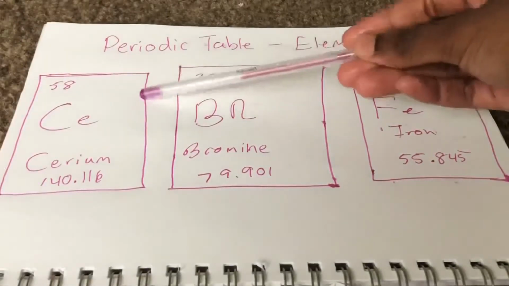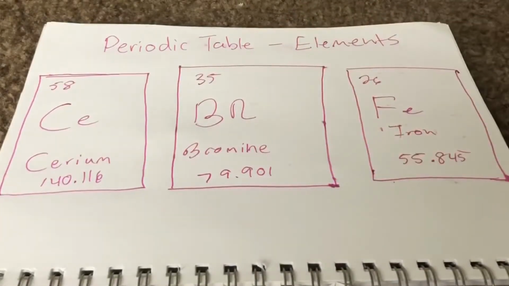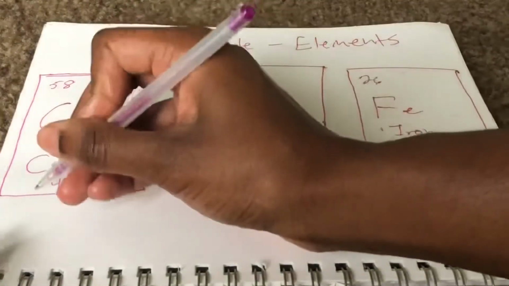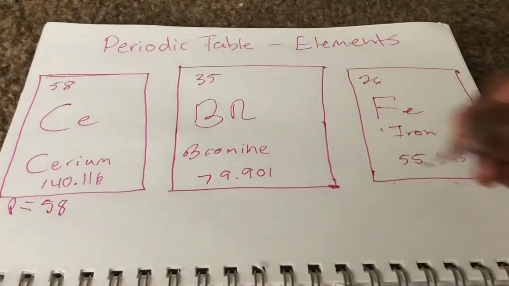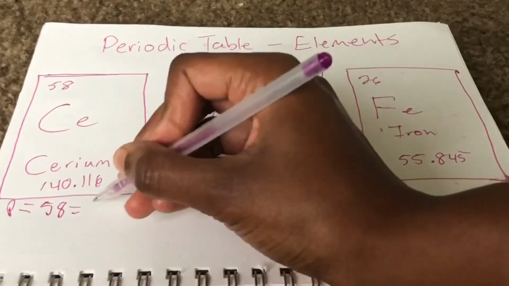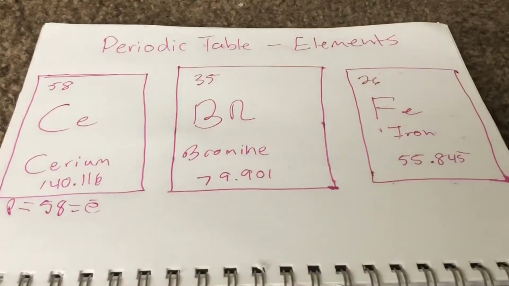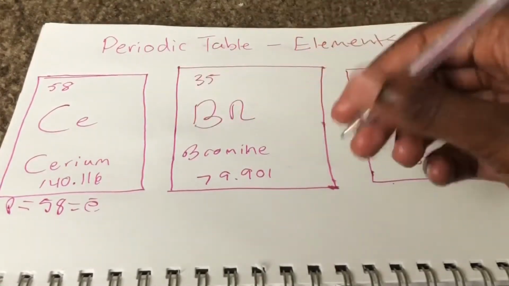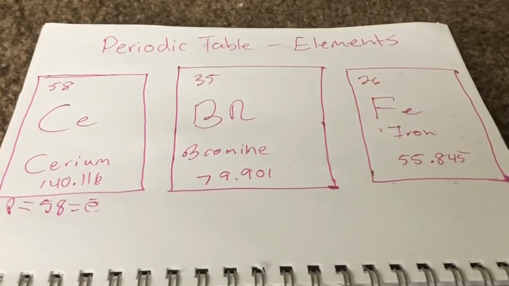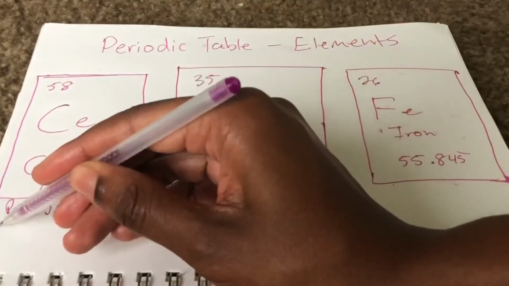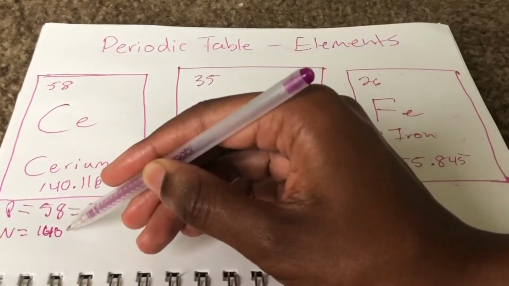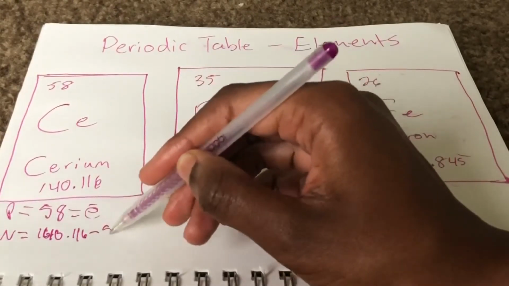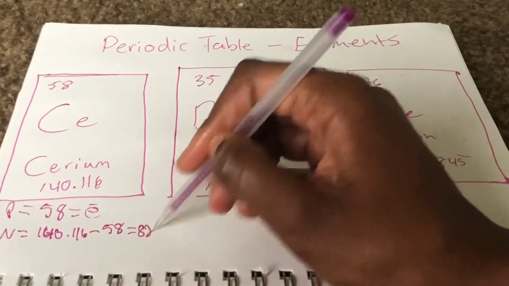So from looking at this element, from this square on this periodic table, I can tell you the number of protons, which is 58. Then I can tell you the number of electrons, which is also 58. And then I can tell you the abbreviation, which is CE, and the name, cerium. I can also tell you the atomic mass, which is 140, and the number of neutrons, which is 82. And again, we got our neutrons from subtracting the atomic number from the atomic mass. Equals 82.